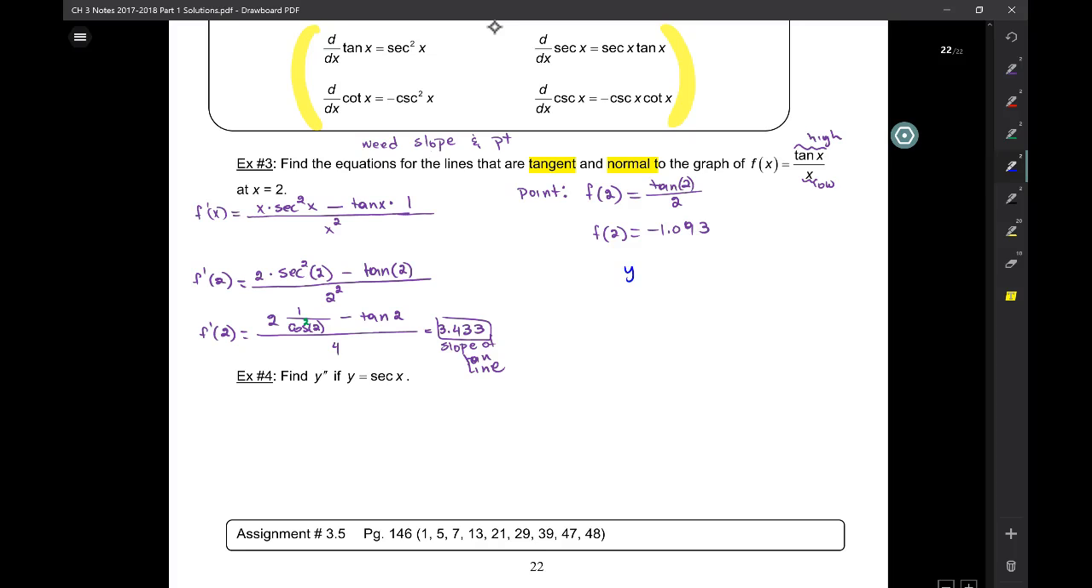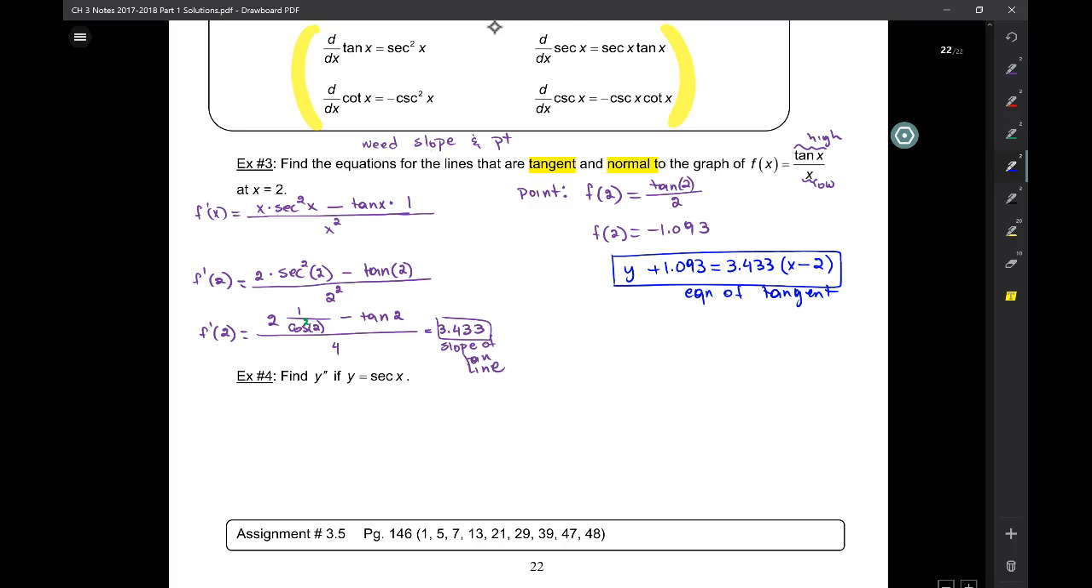Now, let me do the equation of the tangent line. It's going to be y minus negative 1.093 equals the slope times x minus 2. And we don't do minus minus, so it's going to be y plus. This is the equation of the tangent line.